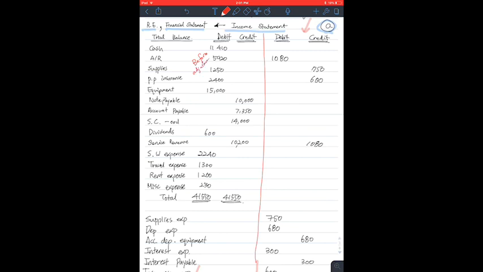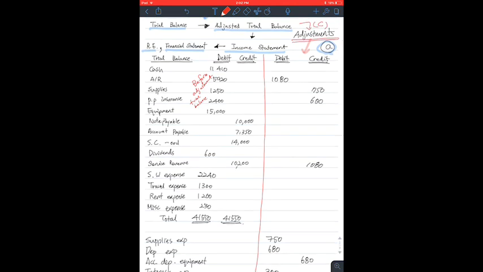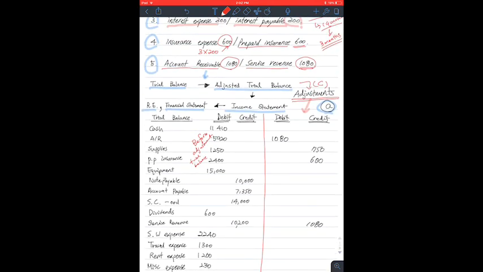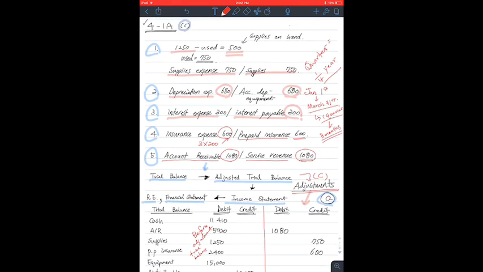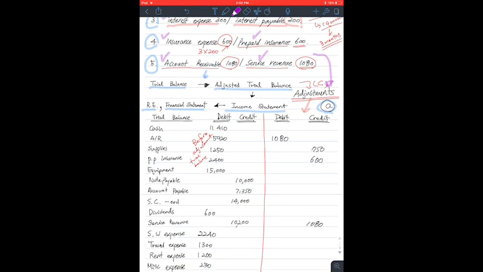Before adjustment trial balance. Now we have these adjustments here from C. If you go back up, we have all these accounts: supplies, depreciation expense, accumulated depreciation, interest expense, interest payable, insurance expense, prepaid insurance, accounts receivable, service revenue. All these accounts have to be reflected in your adjusted trial balance. So if you just write the adjustments, it's very simple.